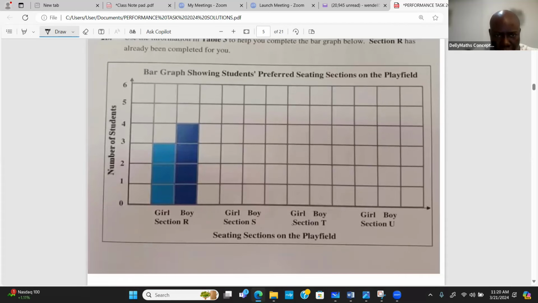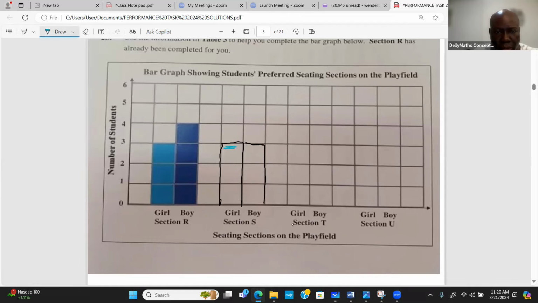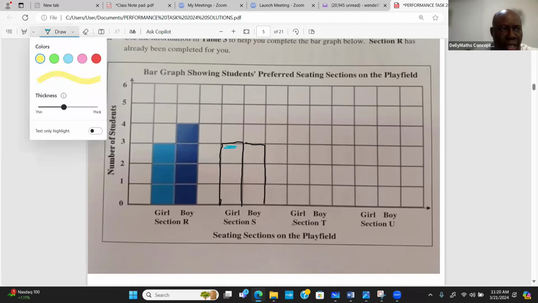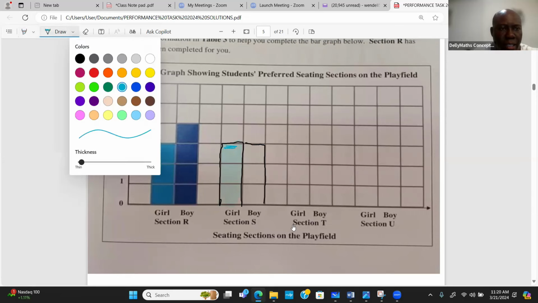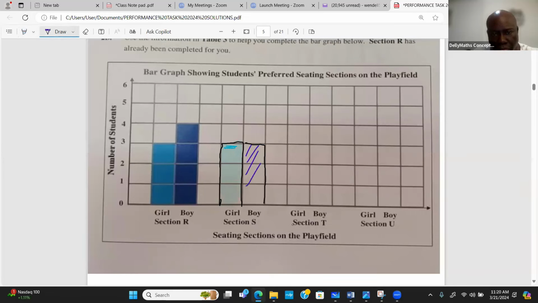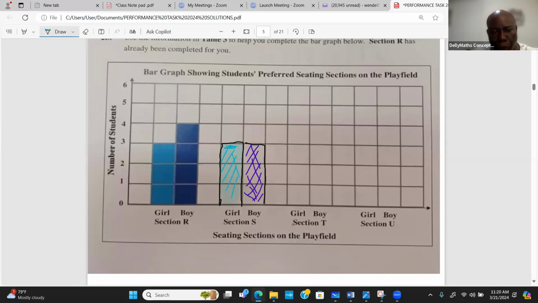3 girls, 3 boys. Section S, so you would bring your line up to 3 girls and 3 boys. And so we're talking about having these. Let me just put on a quick shade here. All right, so we have 3 girls and 3 boys. Okay. All right, so that's for section S.